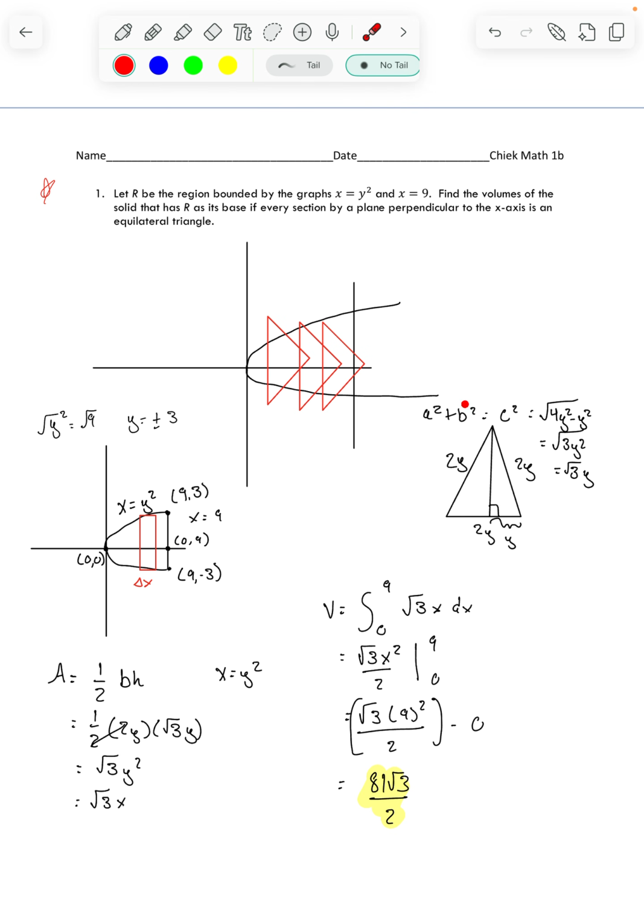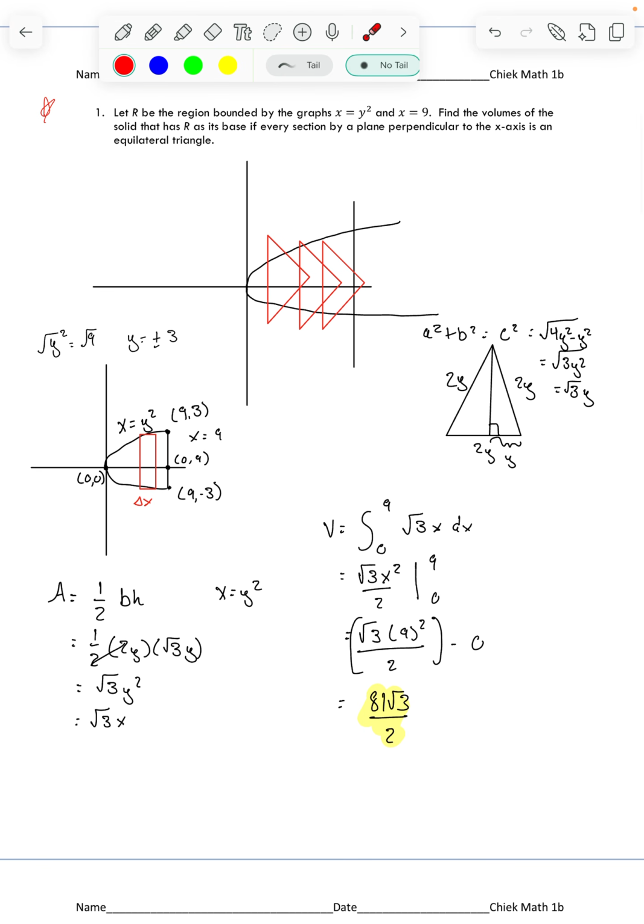I did this equation right here, and I plugged everything in, which gave me 4y squared minus y squared. That gives me 3y squared, and then when I take the square root of that, a y comes out, and the 3 stays in there. So I get the square root of 3 times y.